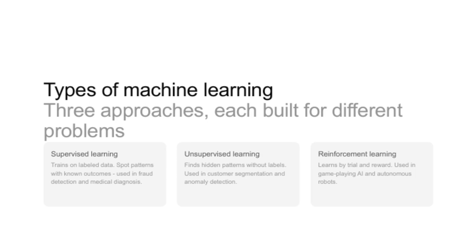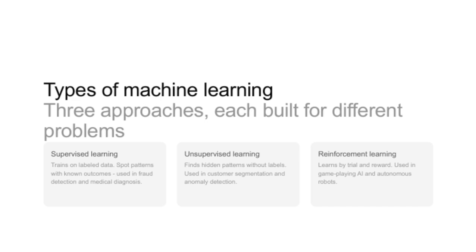Finally, we have supervised learning. This method trains models on labeled data, so the system learns to recognize patterns based on known outcomes. It's widely used in fraud detection and medical diagnosis, where identifying specific conditions or behaviors is critical.